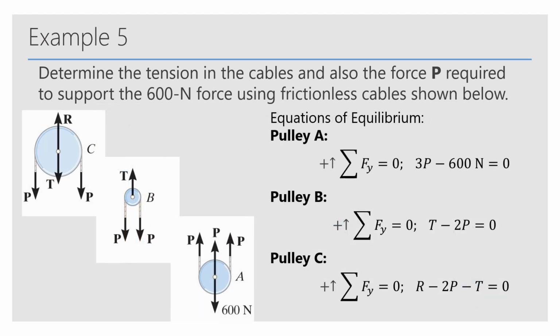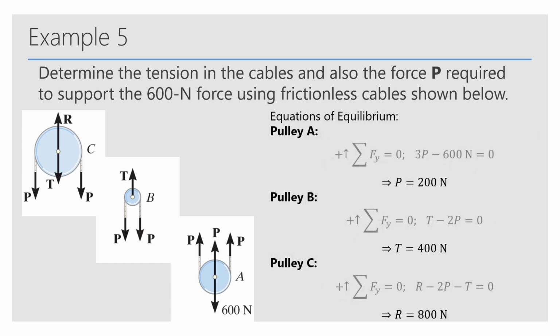So with the equations of equilibrium, we can solve for each pulley A, B, and C. For A, the equation of equilibrium is 3P minus 600 newtons. For B, it's T minus 2P. And for pulley C, it's R minus 2P minus T. Then when we solve the problem, we find that P equals 200 newtons, T equals 400 newtons, and R equals 800 newtons.